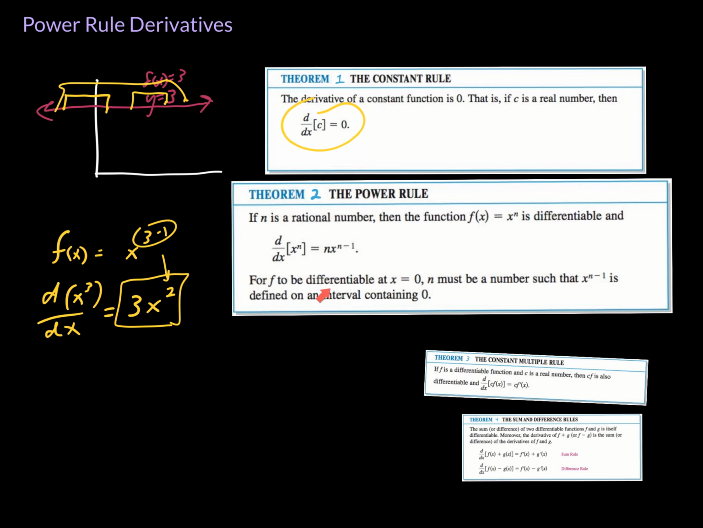For the function to be differentiable, so you can take the derivative at x equals 0, n must be a number such that n minus 1 is defined on the interval containing 0. Basically, just be mindful that if your x is 0 and you have a 0 with a negative exponent, you might remember negative exponents put that value in the denominator. So if you end up with something that looks like this, that's not defined on the interval. So just be mindful of those scenarios.